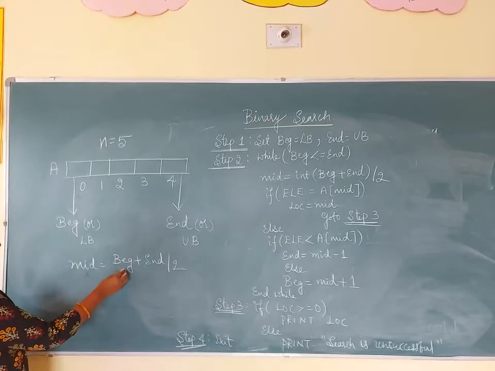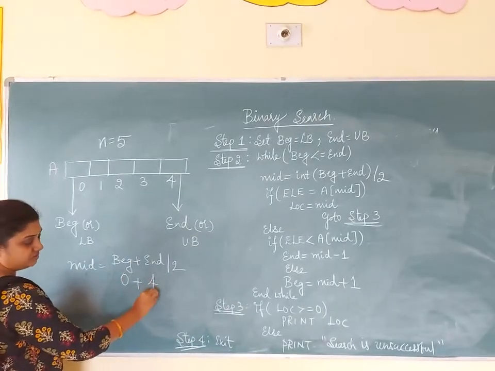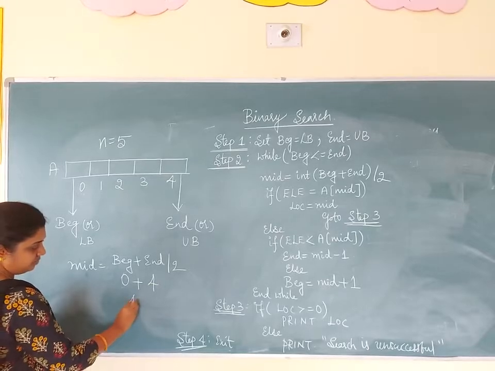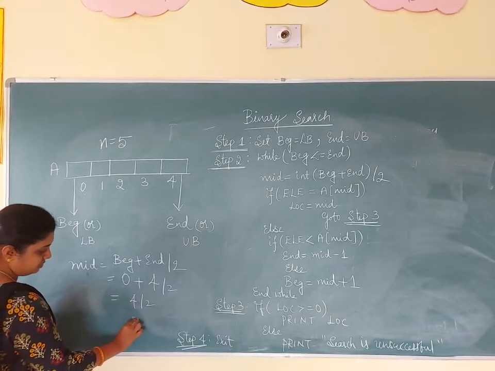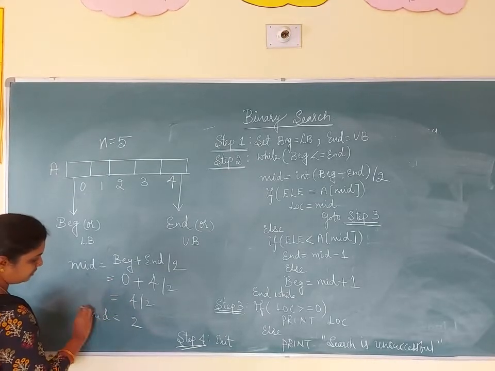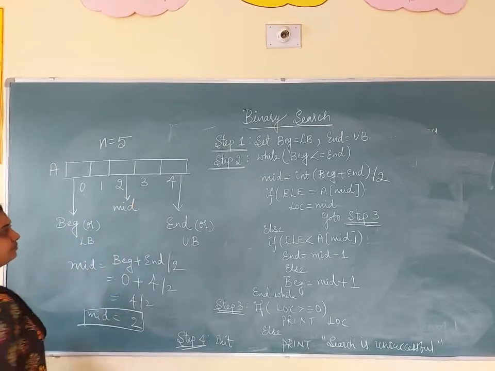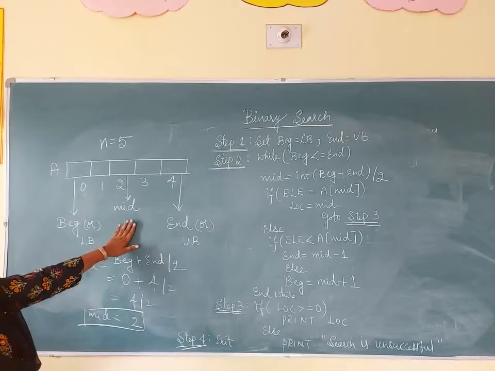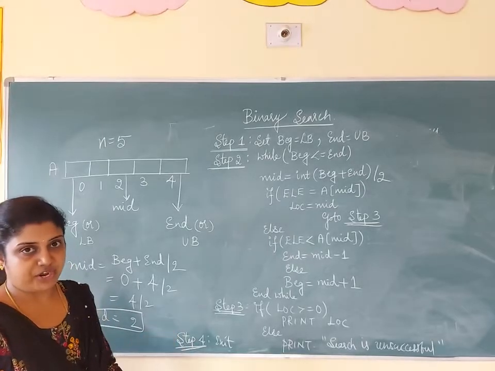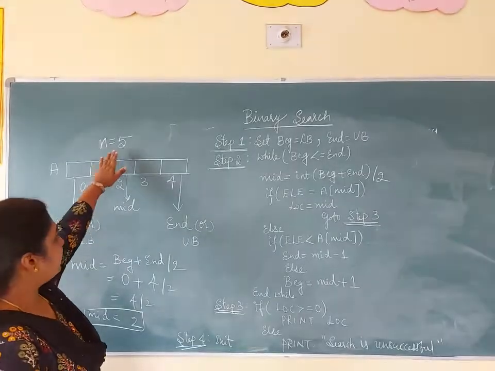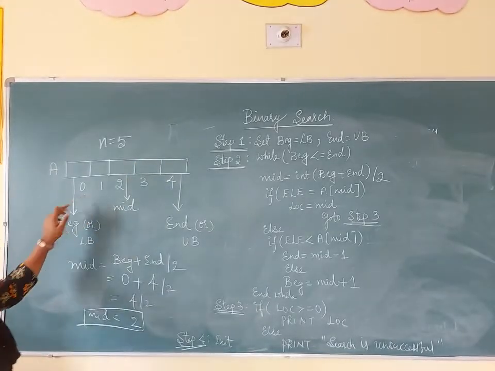See here, what is my beginning value? 0. What is my end value? 4. 0 plus 4 is 4, divided by 2, you get 2. So my mid position is 2. This is my mid value. Clear? This is the basic concept you have to know in binary search. First you consider an array and take some size, and I have taken 5, and the beginning is 0.